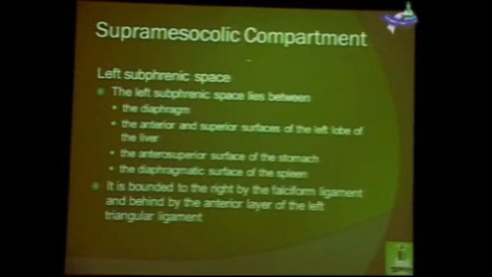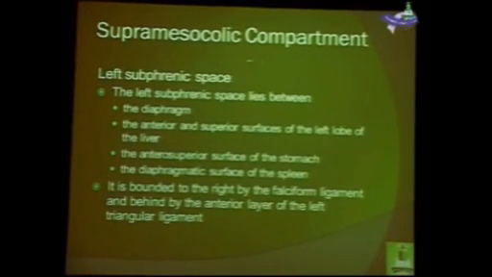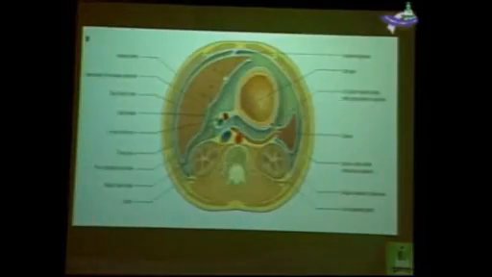Okay, we'll move on to the left side of the supramesocolic compartment, and the first one is the left subphrenic space. This space lies between the diaphragm, the anterior and superior surfaces of the left lobe of the liver, the anterosuperior surface of the stomach, and the diaphragmatic surface of the spleen.